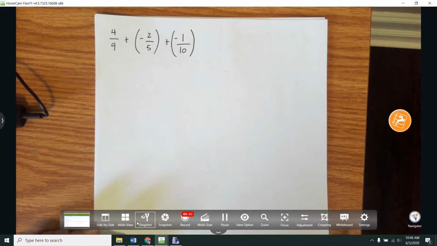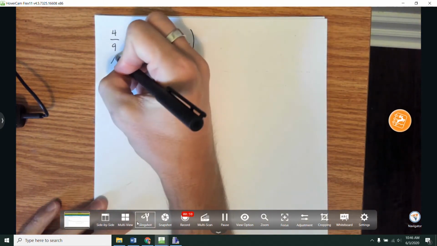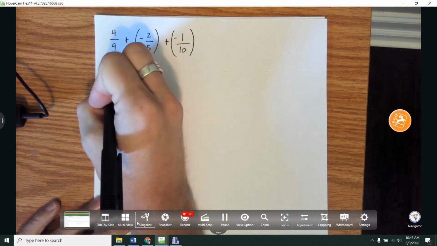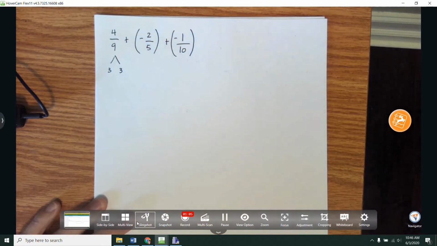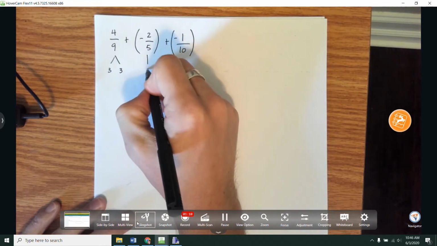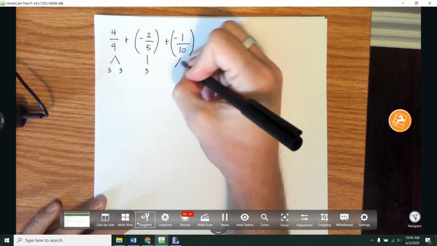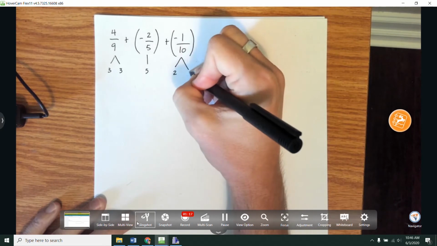Okay, so we're trying to add these fractions. Whenever we add fractions, we have to find a common denominator. The way I like to do it is I like to split things up into their prime factors. I like to do factor trees. When we're thinking of two things that multiply to give us this 9, we know that a 3 and a 3 gives us this 9. This 5 already is a prime factor, so we'll just think of this like the 5 is just a 5. This 10 splits into 2 and 5.